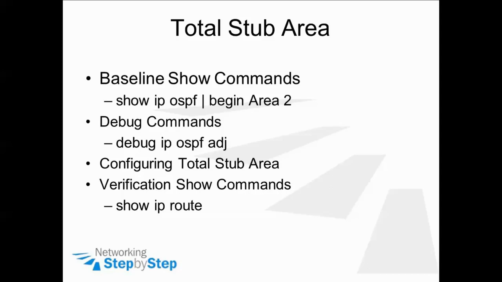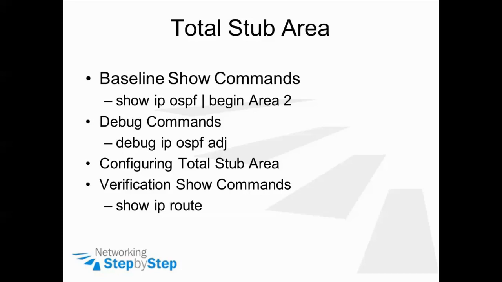In this video cheat sheet, I will be configuring OSPF total stub area. I will start off with the baseline show command, show IP OSPF, to display general information about OSPF routing processes. Then I'm going to enable a debug command of debug IP OSPF adjacency to see how things unfold as I configure the OSPF total stub area. Finish with the show command of show IP route to see what changed.